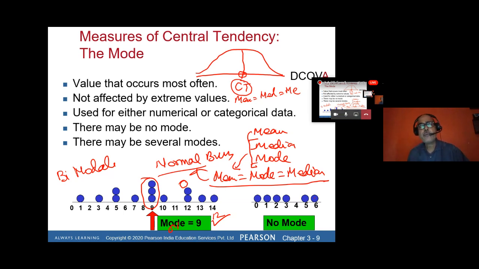Median salary has to be 5,000, and the mode salary also has to be 5,000. Then the business is said to be a normal business. That is the most important condition you have learned. And you also learned how to calculate mean, how to calculate median, and how to calculate mode.